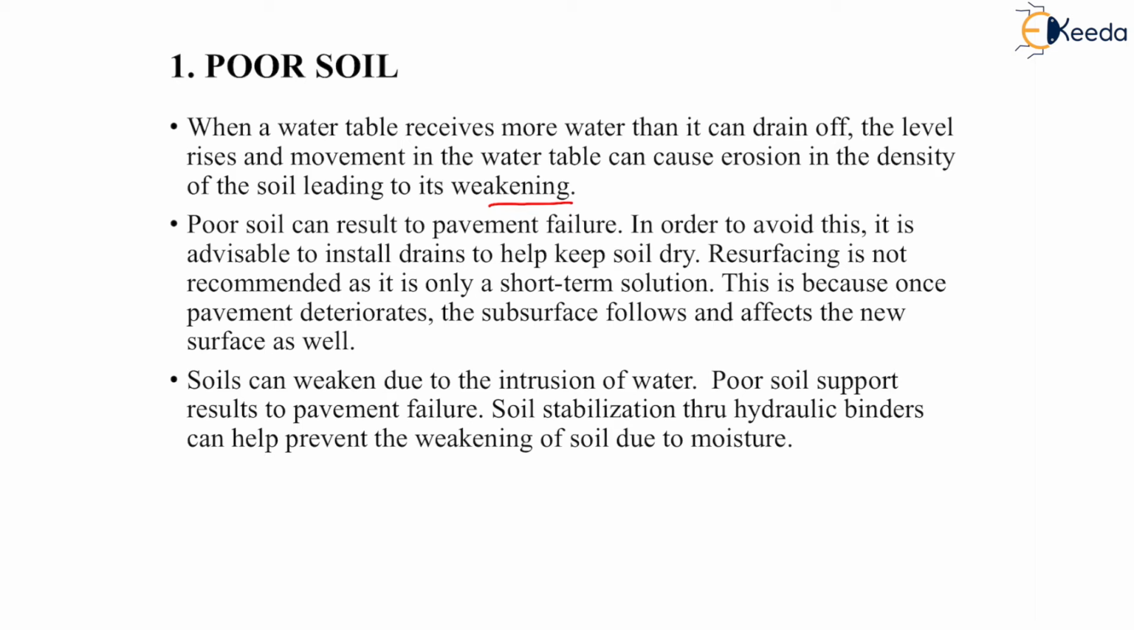Soils can weaken due to the intrusion of water. Now, one of the main causes of pavement failure is the intrusion of water. Poor soil supports result in pavement failure. Soil stabilization through hydraulic binders can help prevent the weakening of soil due to moisture. It means that if we stabilize the soil before using it in the pavement, then it will generally prevent the weakening of the soil due to moisture.